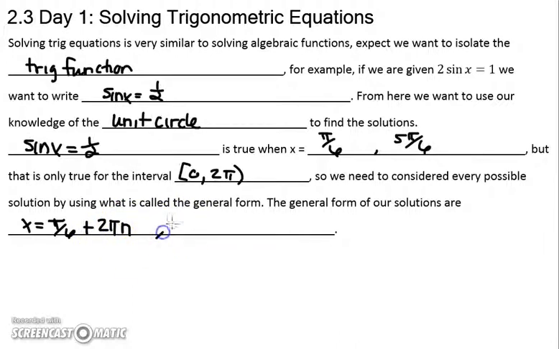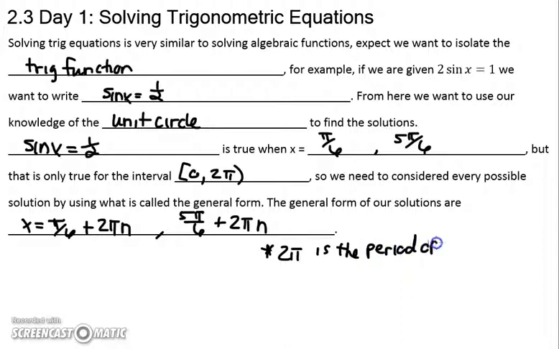And then we're going to do the same thing for 5 pi over 6. So 5 pi over 6, and then every time I hit 5 pi over 6 as I go around the unit circle. Now we're picking plus 2 pi n because 2 pi is the period of sine. So if this were cosine, we would also do 2 pi n because that's the period of cosine.